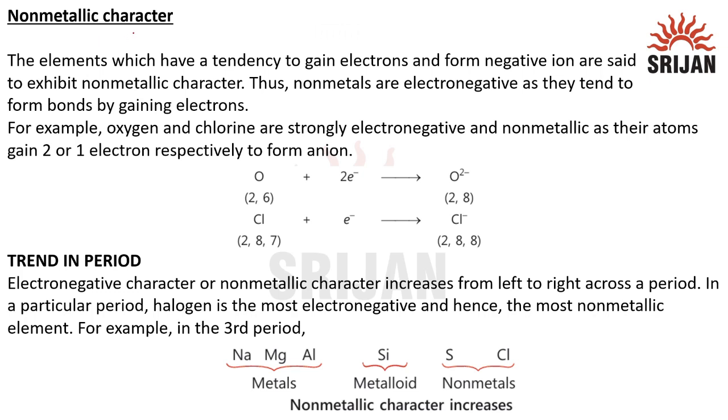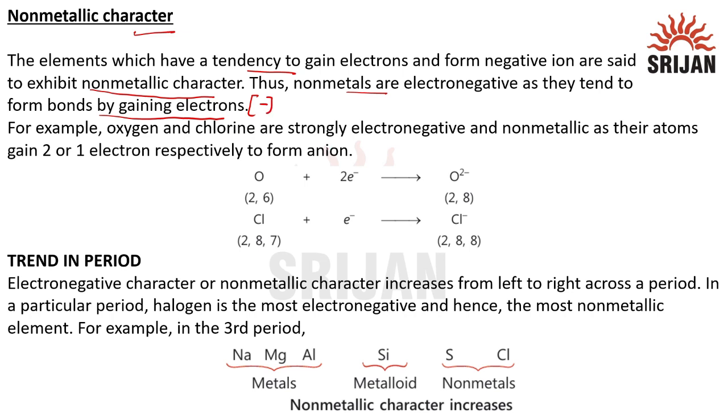In today's video, we will learn about the non-metallic character. The elements which have a tendency to gain electrons and form negative ions are said to exhibit the non-metallic character, right? That means the elements will also be called the non-metals. Thus, non-metals are electronegative as they tend to form bonds by gaining electrons, or we can say by gaining a negative charge on them.